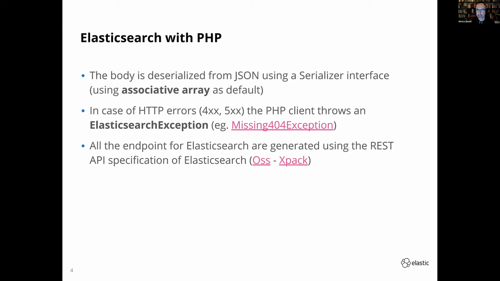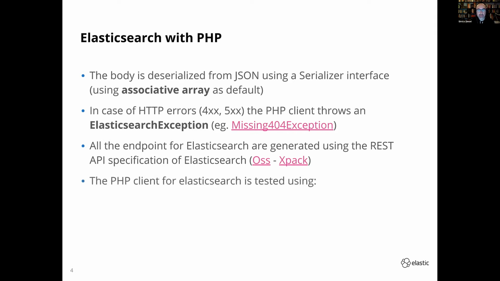If you are curious, under the /util folder of the Elasticsearch PHP repository, you can have a look at the endpoint generator. This is the name of the generator that basically introspects the REST API specification of Elasticsearch and generates the classes, the endpoints for the specific API.